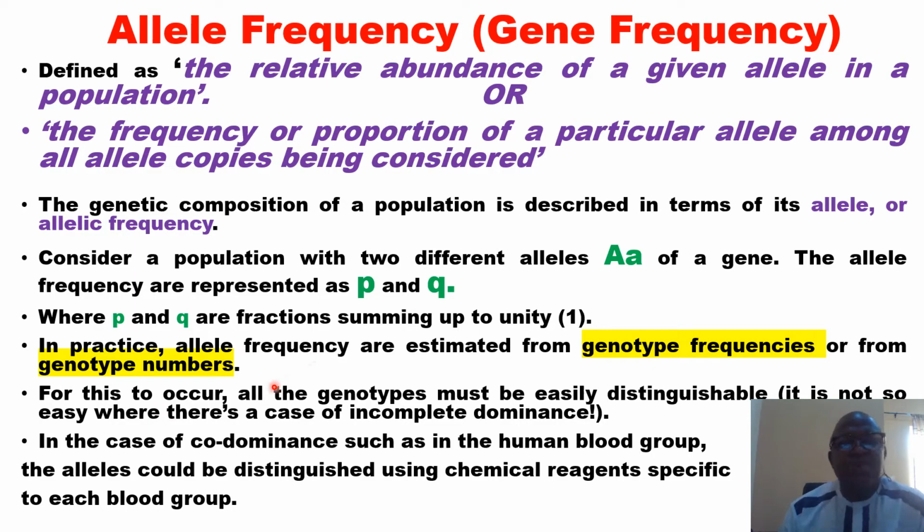Now, for this to occur, all the genotypes must be easily distinguishable, although this is not always easy where there are cases of incomplete dominance. In the case of codominance, for example, the human ABO blood group, the alleles could be distinguished using chemical reagents that are specific to each blood group.